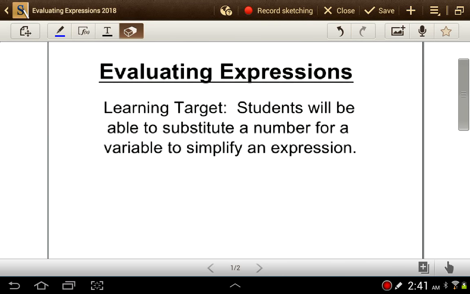Our learning target is that students will be able to substitute a number in for a variable to simplify an expression. So I'm going to give you an expression, I'm going to tell you what the variables represent, and then you have to substitute them in and then simplify that expression. Let's do some examples.